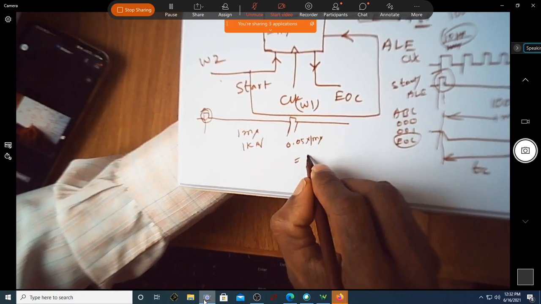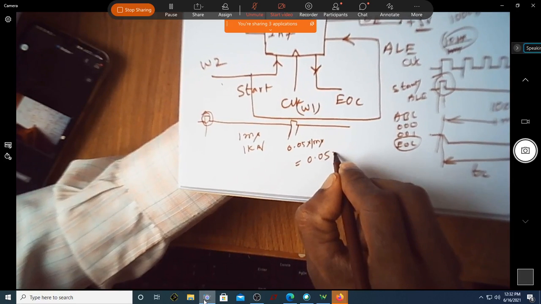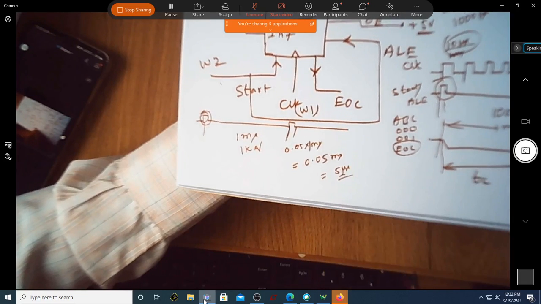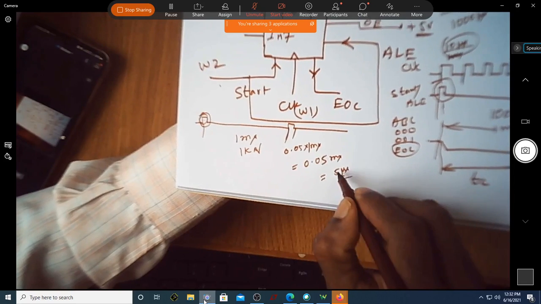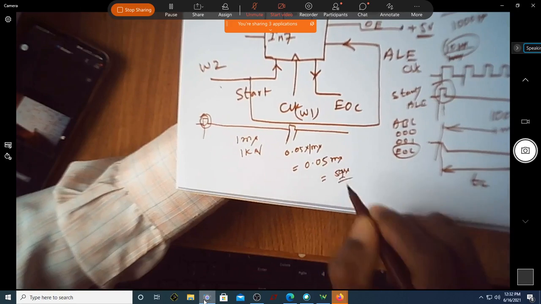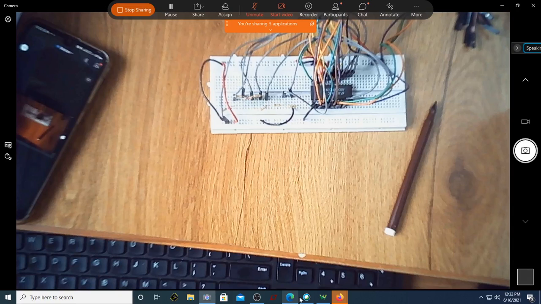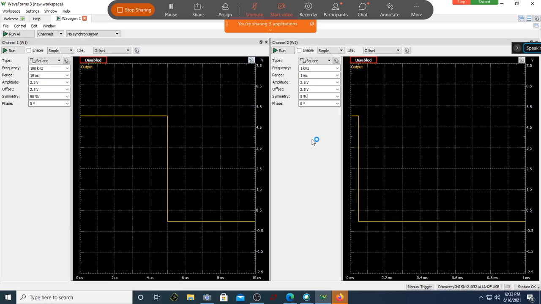So is it actually 0.05 millisecond? Is it actually 5 microseconds? It is 50, no? 50. It is 50 microseconds. So you are going to have a start signal or ALE signal on for 50 microseconds. Correct? I'll turn on both of them.